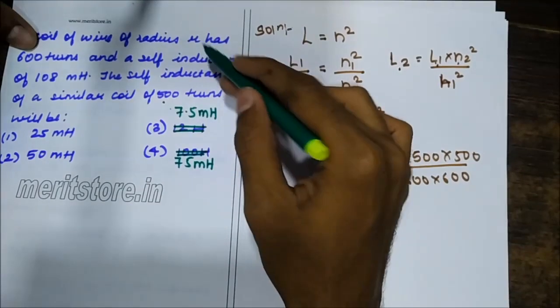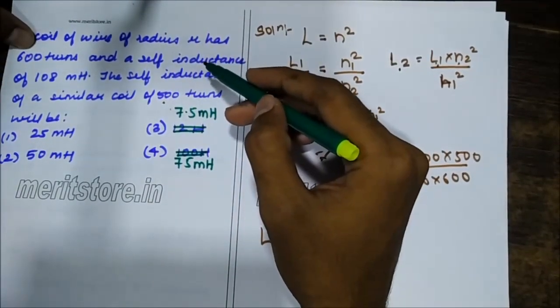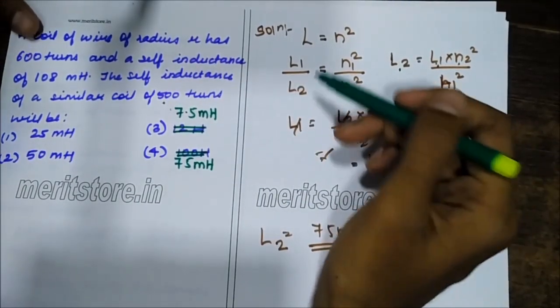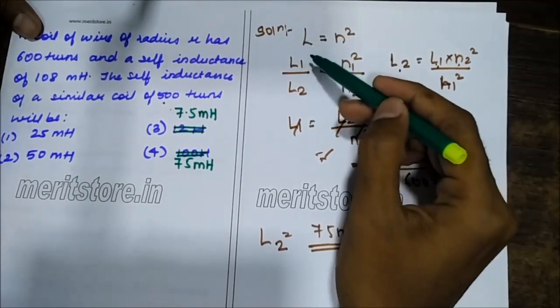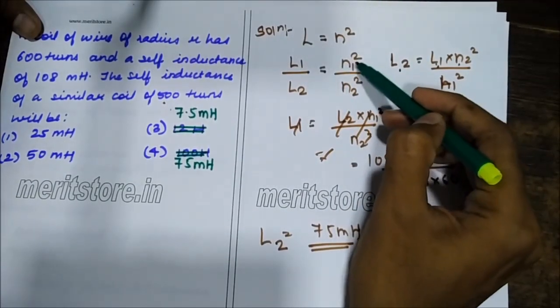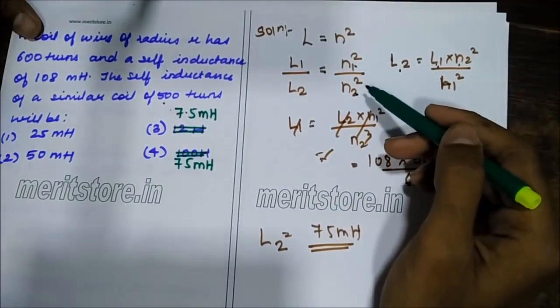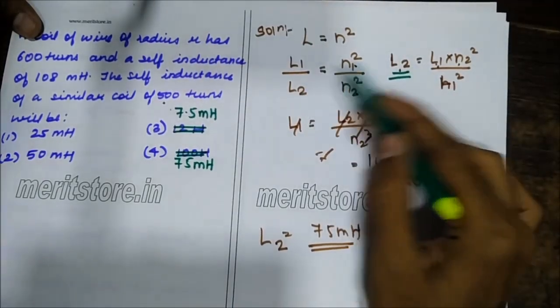That is, we have given two conditions where the self-inductance is 108 millihenry and the number of turns is 600. Next, we need to find the self-inductance when the number of turns is 500. So we take a ratio of L1 upon L2, the first self-inductance upon the second, equal to the number of turns of the coil, first upon the second. So we cross multiply the equation in order to get the second self-inductance, and then L1 goes up.